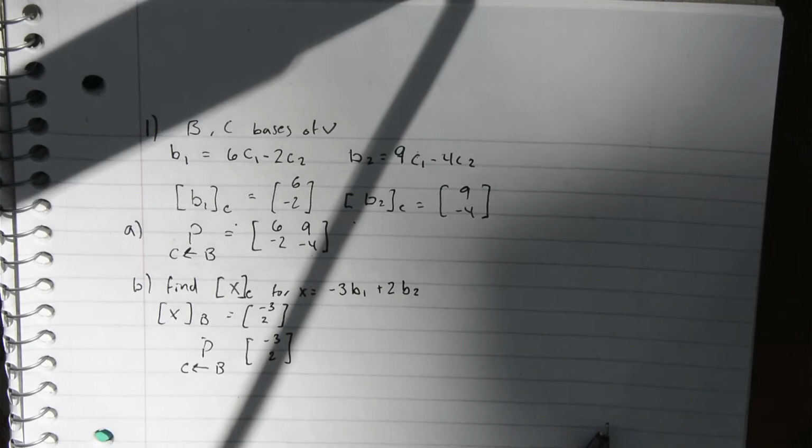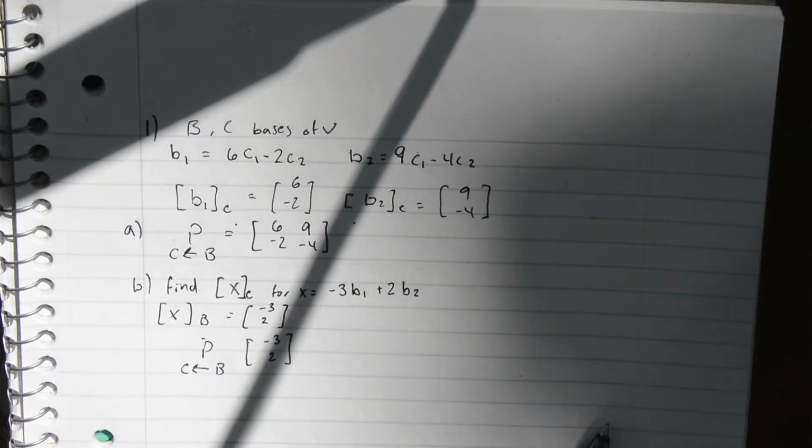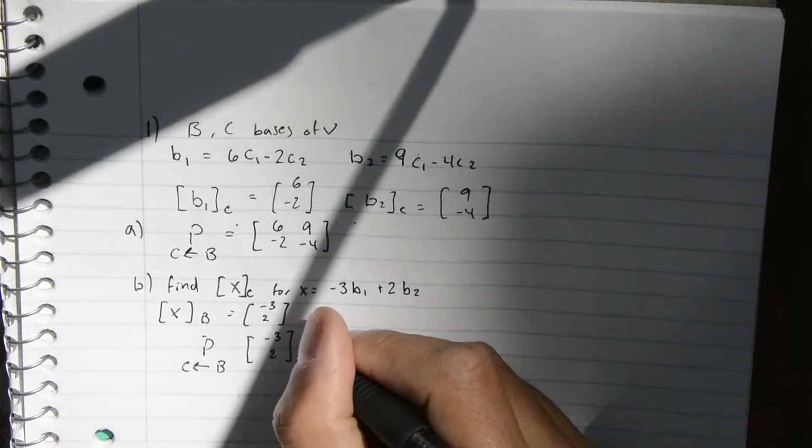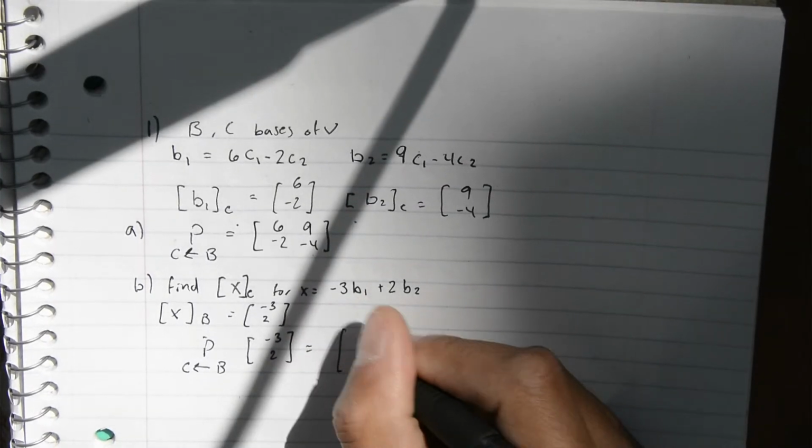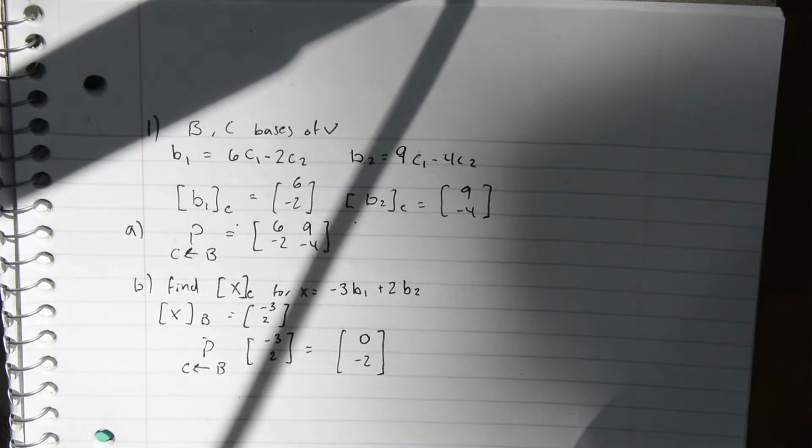And I'm just going to use a calculator to do that really quickly. So we have P is equal to 6, 9, minus 2, minus 4. And then we're going to multiply P times minus 3, 2. And that will give us 0, minus 2. Okay, great.